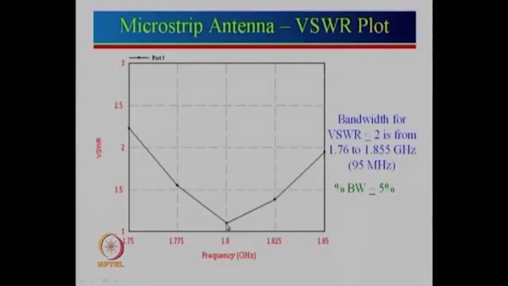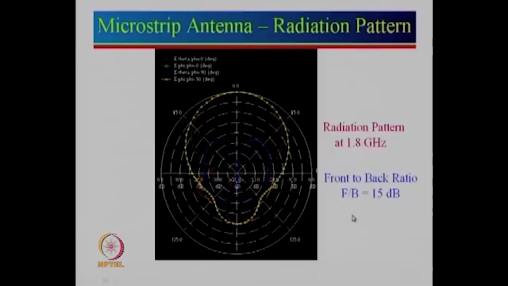We have just given you one example where we had designed the antenna at about 1.8 gigahertz. This is how the VSWR varies, and we define bandwidth for VSWR less than 2. Over here 1.76 is roughly this frequency and about 1.855 goes there. So the total bandwidth is about 95 megahertz, and we define percentage bandwidth as bandwidth divided by the center frequency, which is coming out to be 5%.